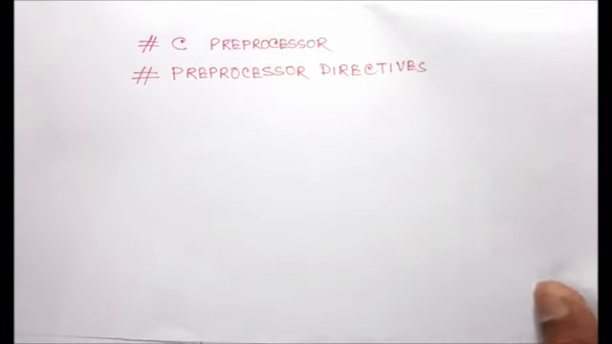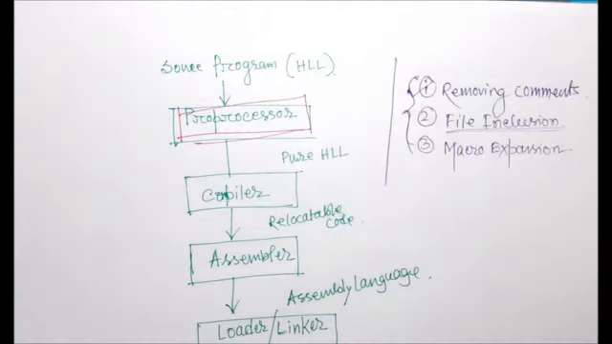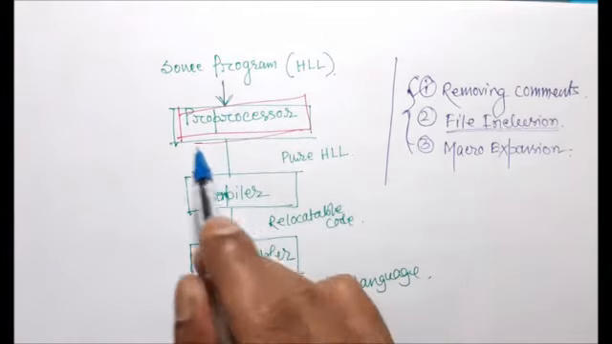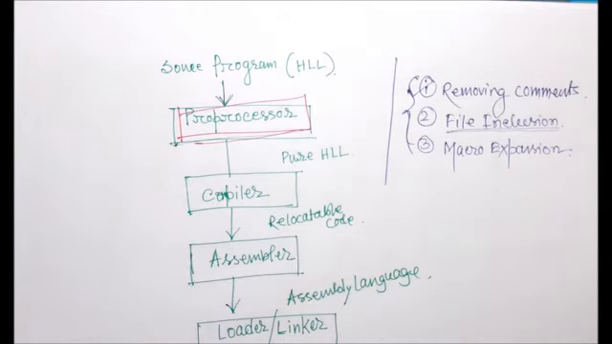So we know the compilation process. We have a source program, whatever is written, and that program is treated as a source program, a high level language. During the compilation process, the first step is preprocessing. As already mentioned, the preprocessor is a system software that performs preprocessing of high level language. So now what does preprocessing mean?